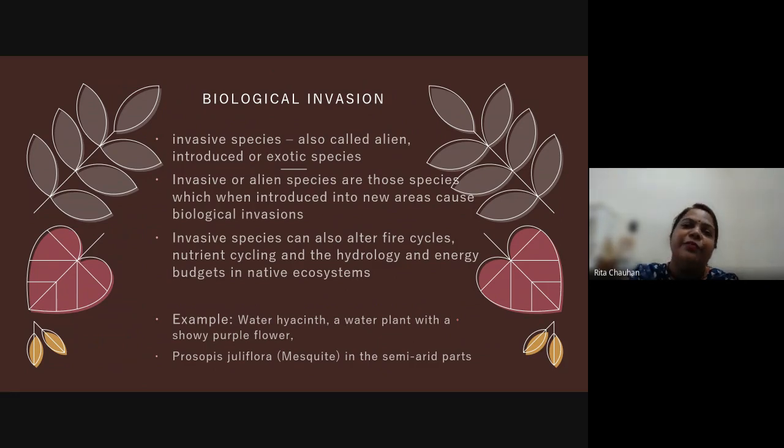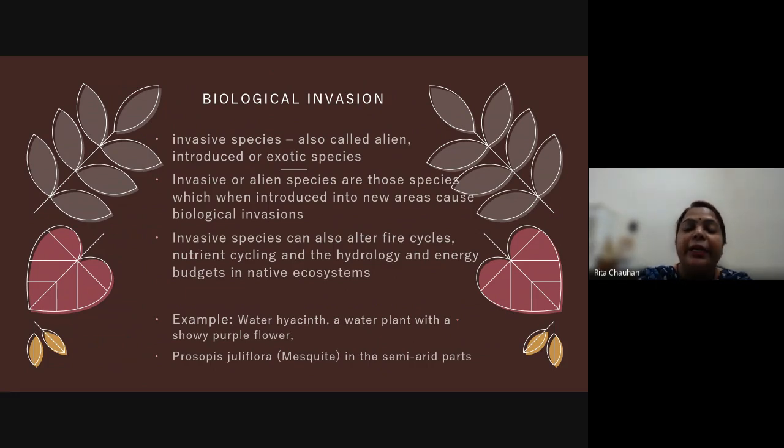Then biological invasion, which I have already informed you about. Invasive species are alien, introduced or exotic species. Alien species means those species which are not of that area and are introduced to a new area, and there they increase in population and invade that complete area.